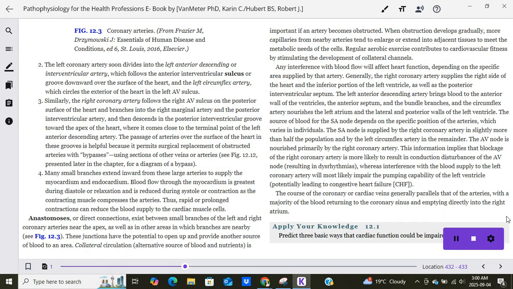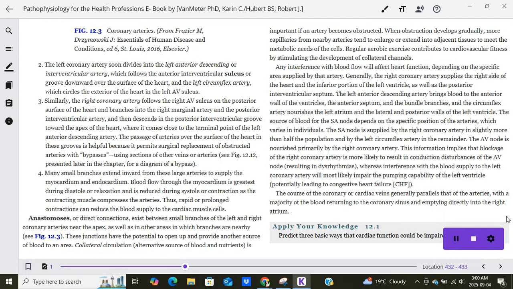Generally, the right coronary artery supplies the right side of the heart and the inferior portion of the left ventricle, as well as the posterior interventricular septum. The left anterior descending artery brings blood to the anterior wall of the ventricles, the anterior septum, and the bundle branches, and the circumflex artery nourishes the left atrium and the lateral and posterior walls of the left ventricle.